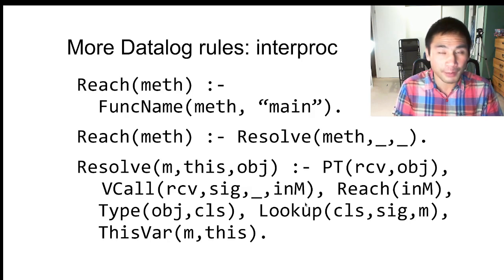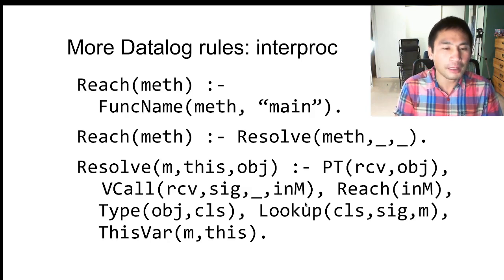So there's now two ways for a method to be reachable: by being main, or by being a method that satisfies the three-area relation resolve. And resolve is true if there is some receiver and some object which has a points-to relation. Then there's a call to method on receiver object RCV with signature sig and inside method in-m. And in-m is reachable. So you have a method call that's inside method in-m.